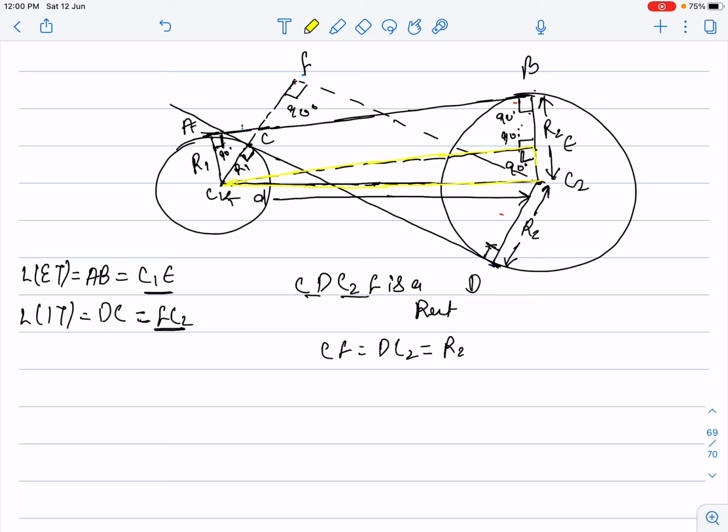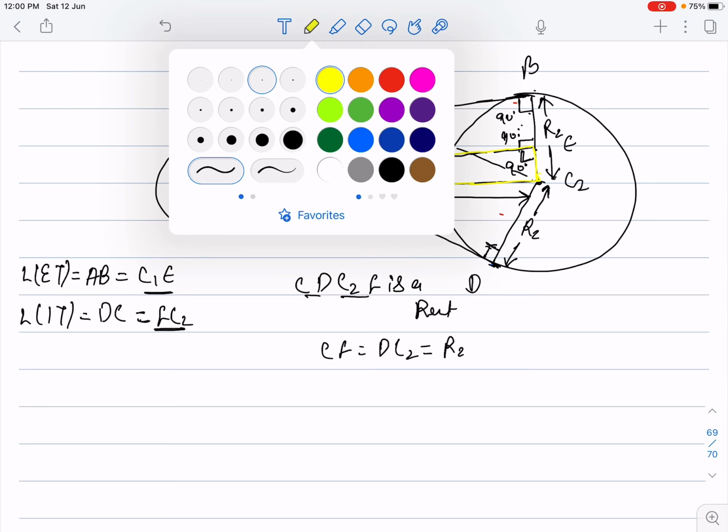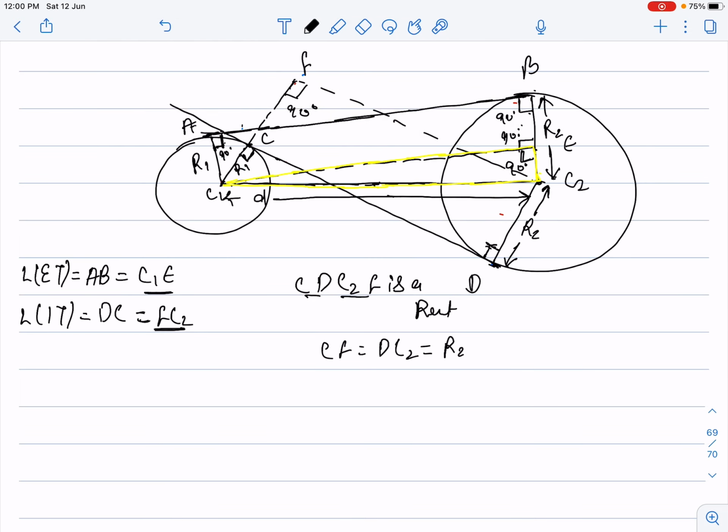And what is the value of C1E? It is the base of that triangle, and base can be written as the square root of hypotenuse square minus perpendicular square. So C1E, that means length of external tangent, is equal to the square root of hypotenuse, which is C1C2 to the whole square, minus perpendicular, which is C2E, the whole square.